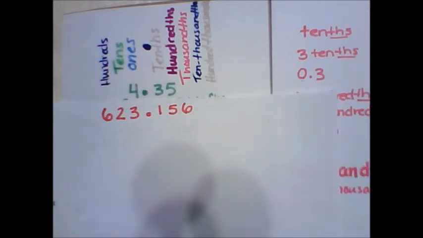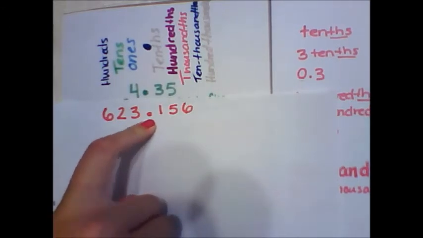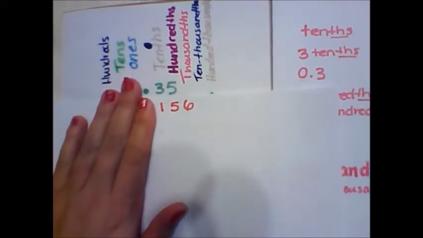Now I've got something different going on here on the right side of my number. I've got a decimal point. Now that decimal point tells me that I can say the word "and." That's my big cue here. I can say the word "and." So I've got 623 and, now what I like to do is look at the last half here. What number is this?